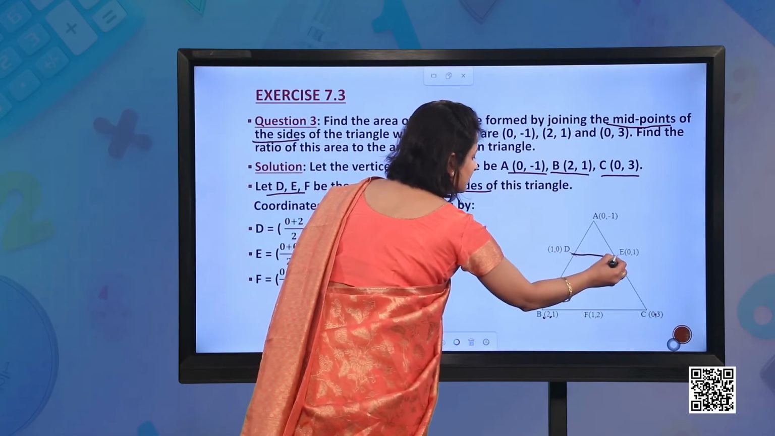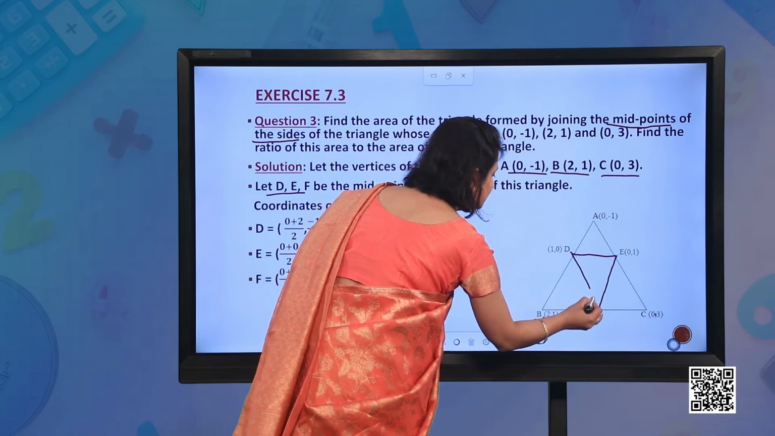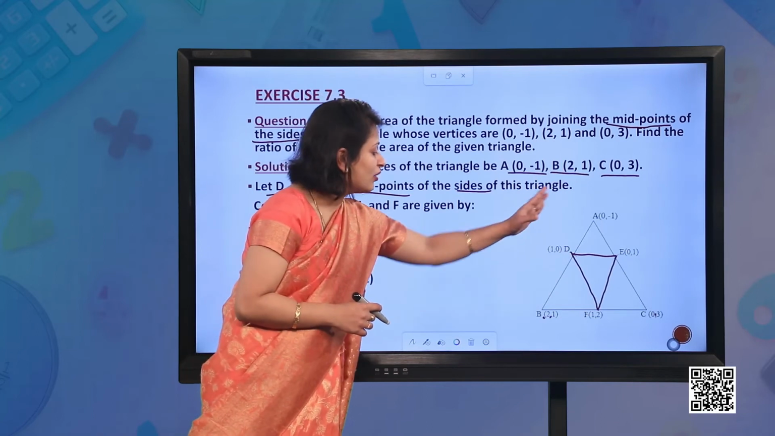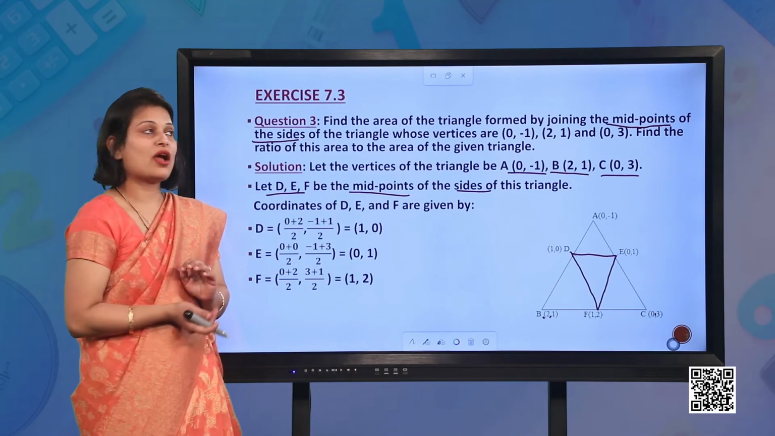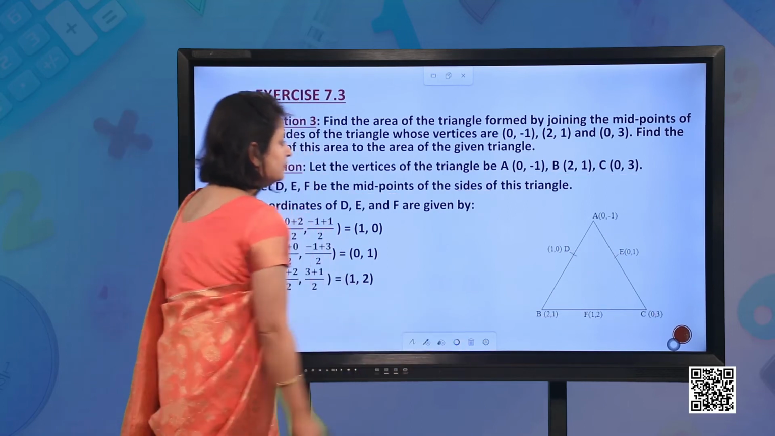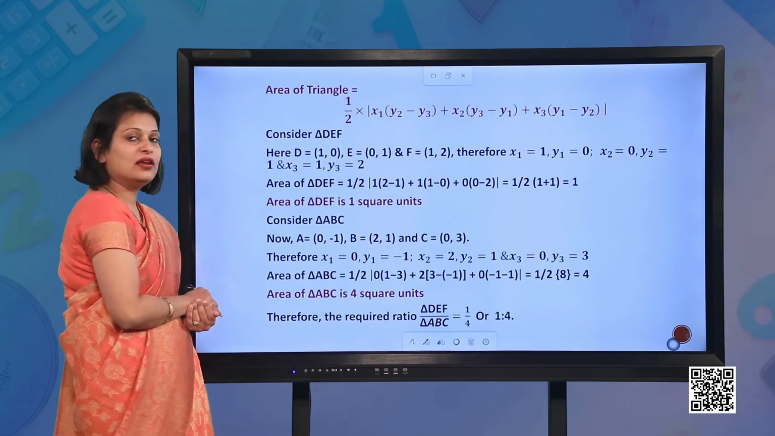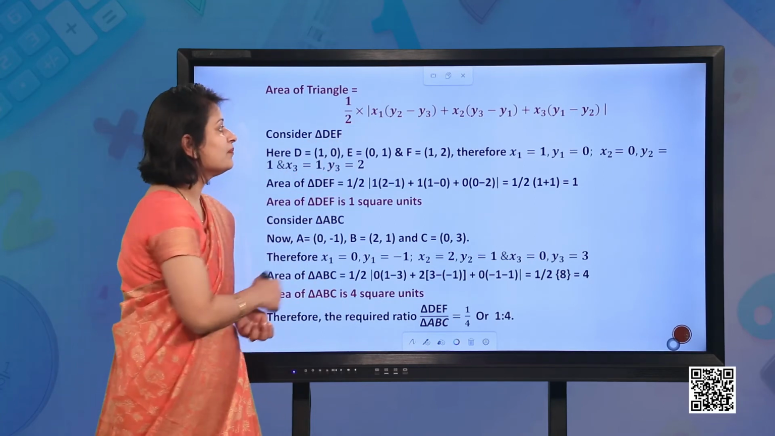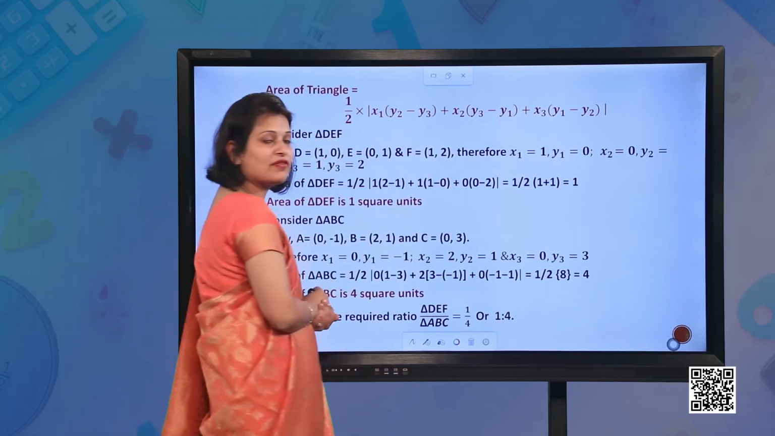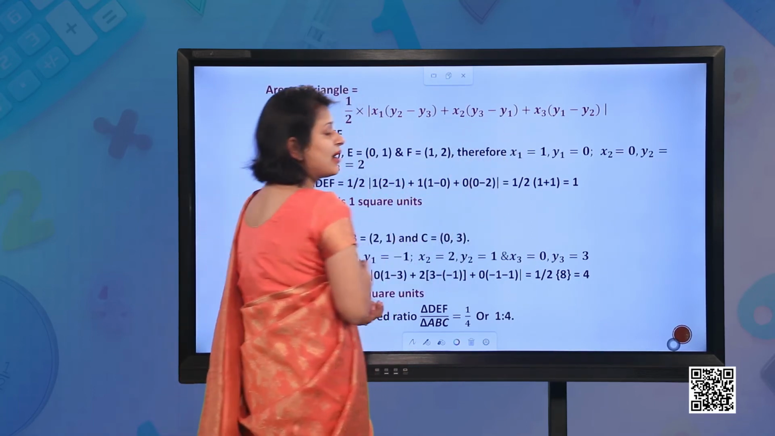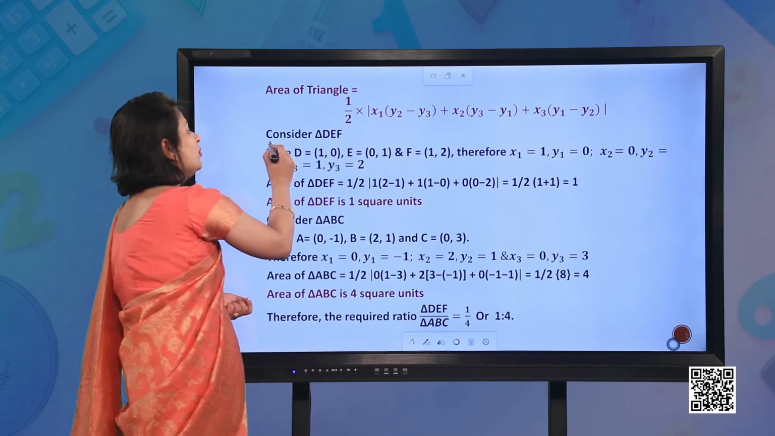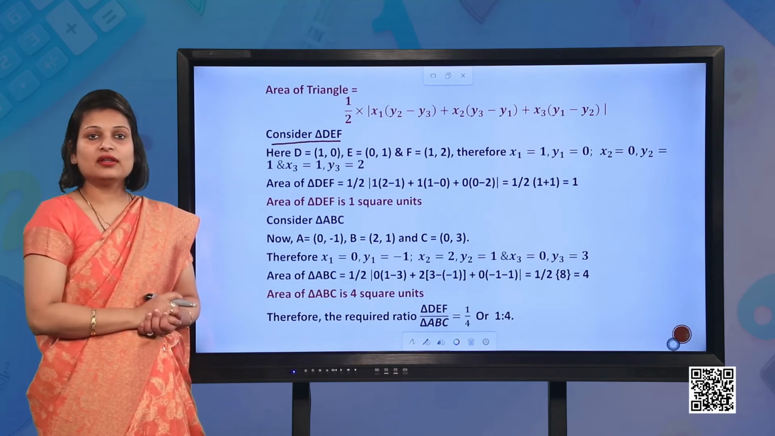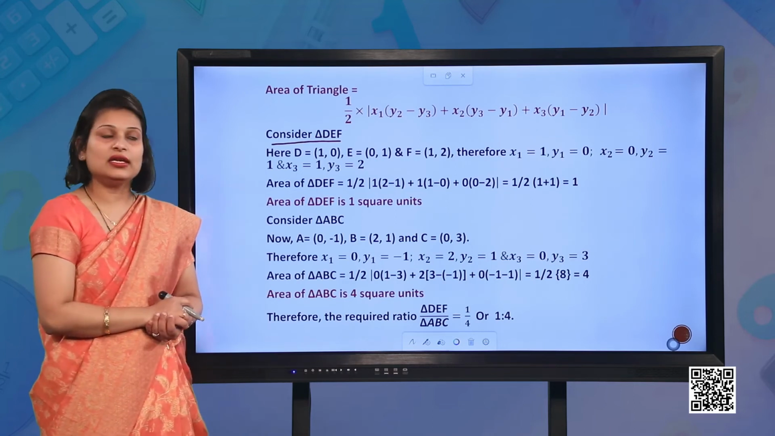Join these midpoints. You will get a triangle. You have to find out the area of this triangle and the area of triangle ABC. Then you have to find out the ratio. Now, area of a triangle is given by the formula half x1(y2 - y3) + x2(y3 - y1) + x3(y1 - y2). Since you know the coordinates of points D, E and F, you can easily calculate the area of triangle DEF.